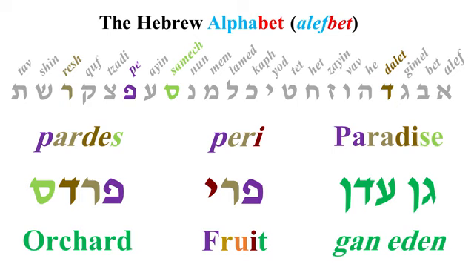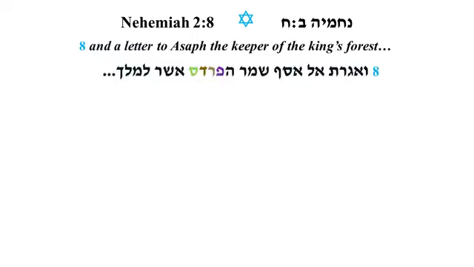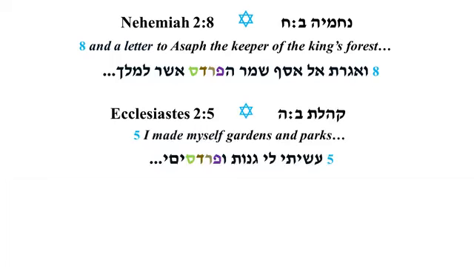Very cool. We see it couple times, Nehemiah 2:8, in a letter to Asaph, the keeper of the king's forest. Here it's translated as forest. Ecclesiastes 2:5, I made myself gardens and parks.